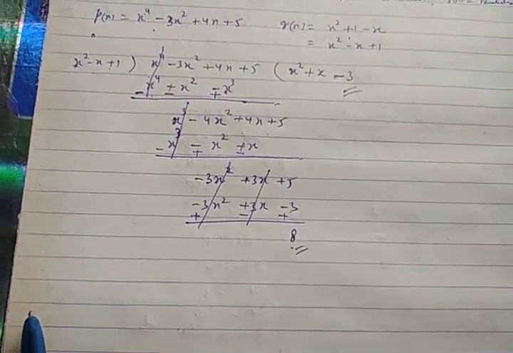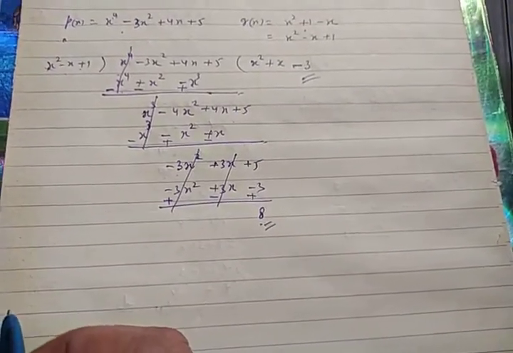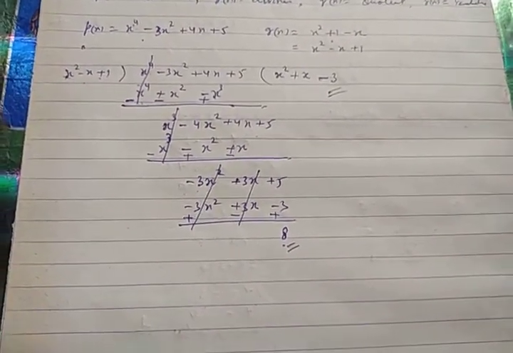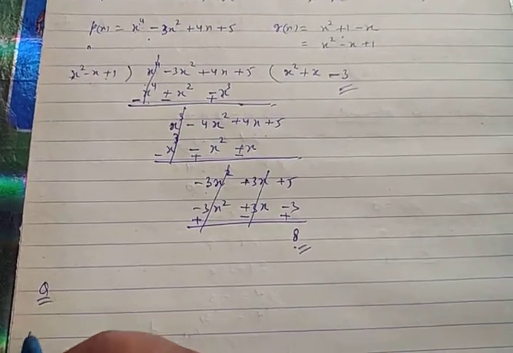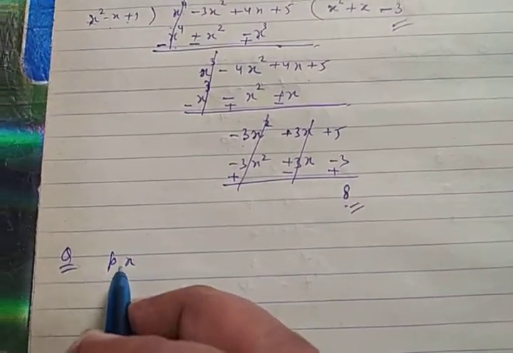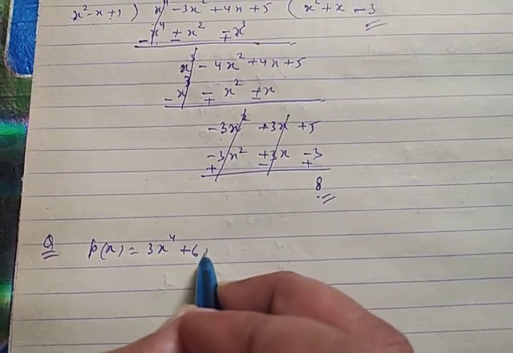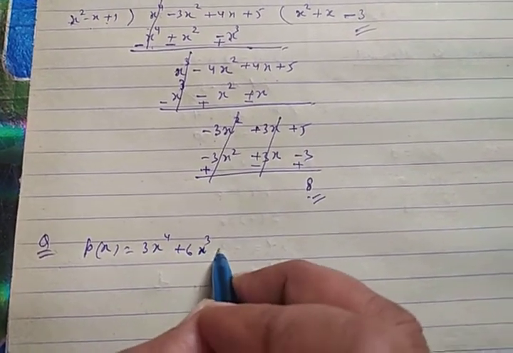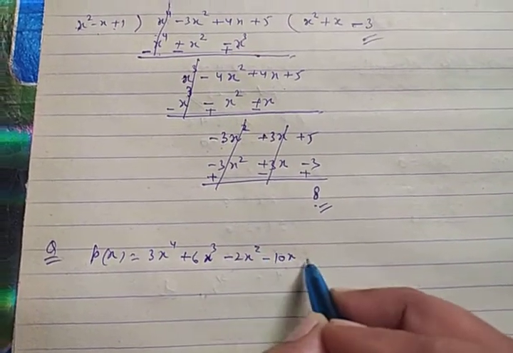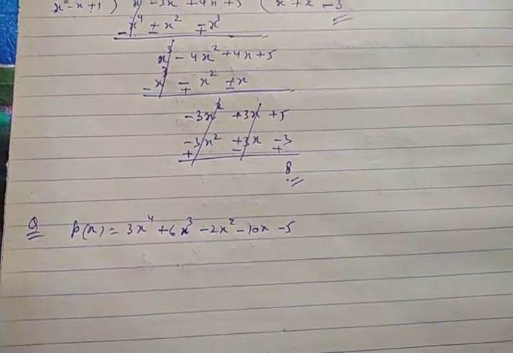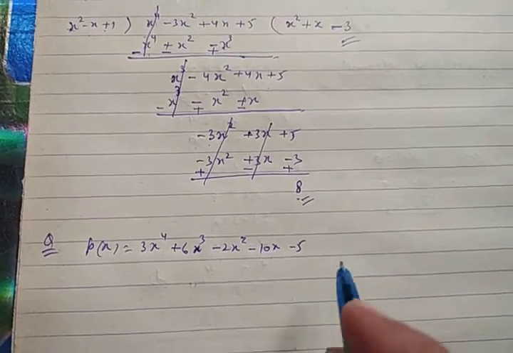Now there is another question in your exercise, that is, I am giving the hint for that question and you follow the question on your own. Question is, px have been given. Px is 3x to the power 4 plus 6x to the power 3 minus 2x square minus 10x minus 5. This px have been given and 2 roots, zeros of this equation.